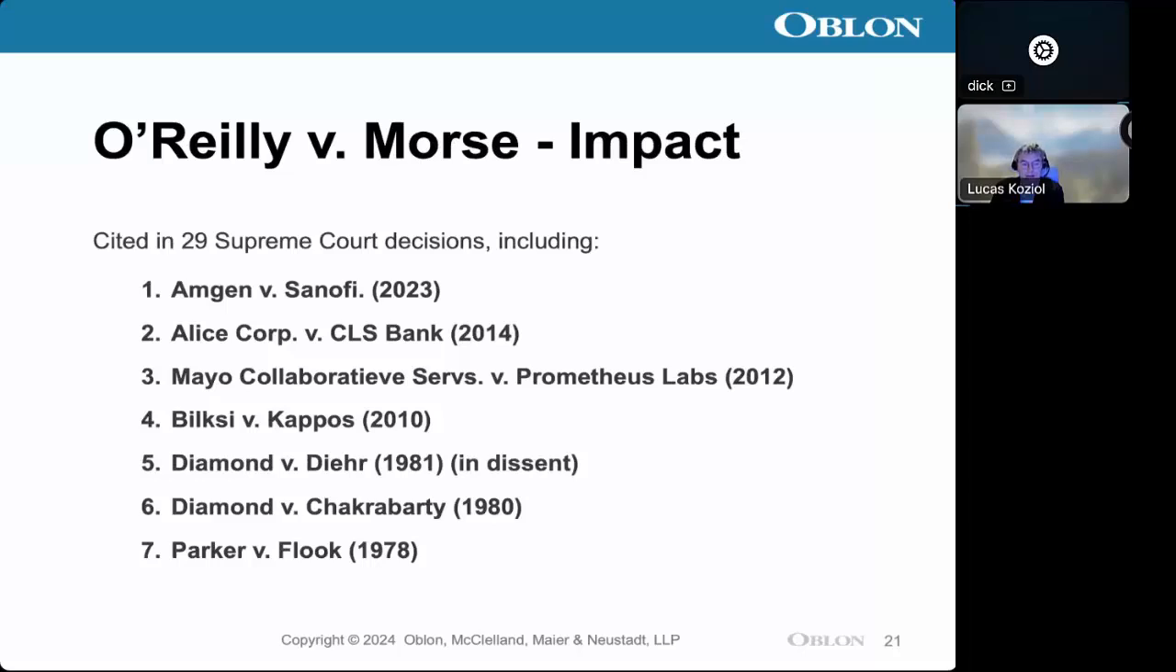Similarly to Leroy v. Tatum, the Morse case continues to be cited in many frequent modern patent law decisions. Here we see that in addition to Amgen, which deals with enablement, Morse has also been cited in several recent landmark cases on patent-eligible subject matter under Section 101 as well.